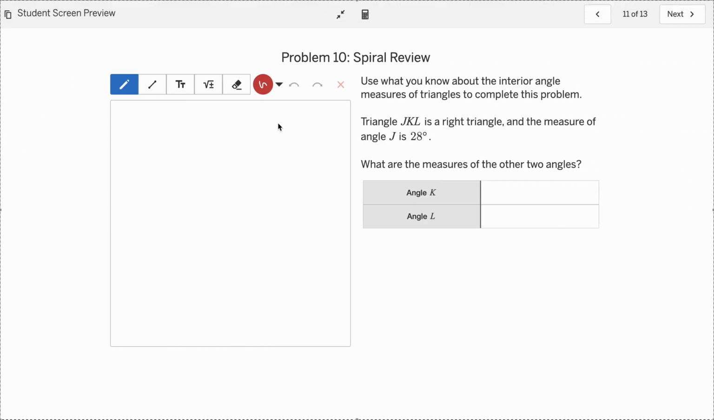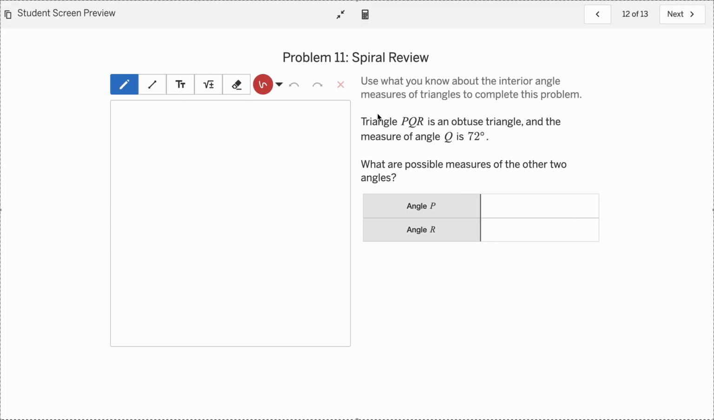So this is spiral review. Use what you know about the interior angle measurements of triangles to complete this problem. Triangle JKL is a right triangle, and the measure of angle J is 28 degrees. I know that a right triangle looks like this. Okay, so this part is here, and let's say this part is 28 degrees. You're now trying to figure out what this is. So if this is J, K, L, you need to tell me what is K and what is L.